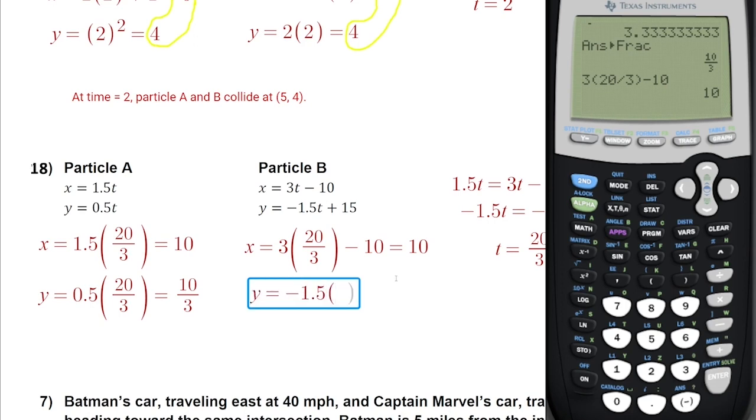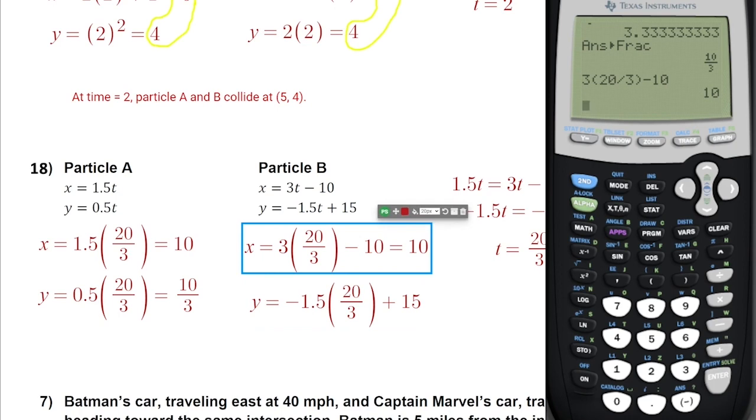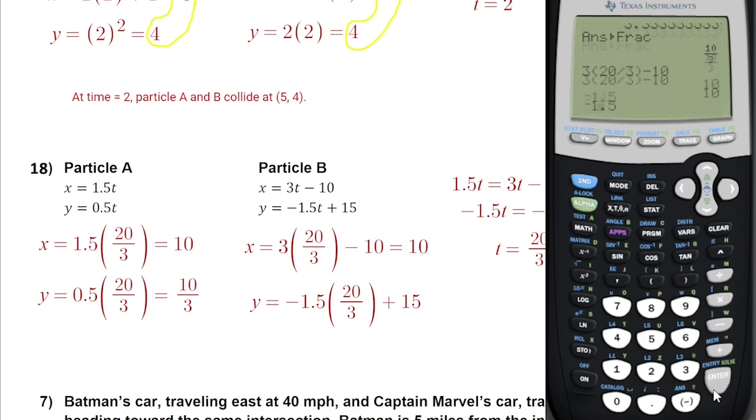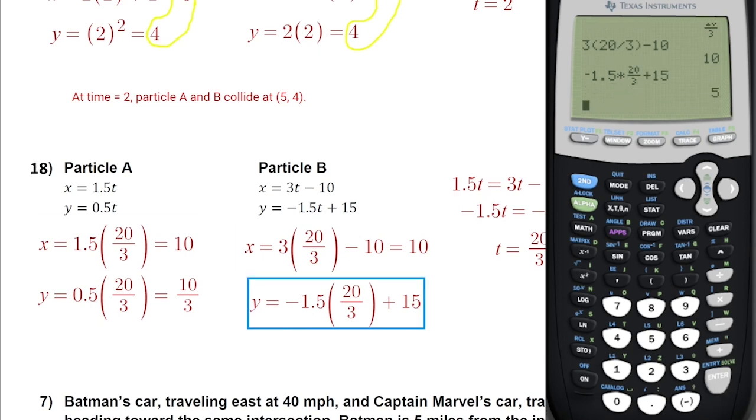So negative 1.5 times 20 thirds plus 15. Not even going to bother trying to do that one in my head. Well, it might be doable if I stopped and thought about it for a minute, but this is going to be a little faster. Oops, well, it's not going to be faster if I mistype everything. Let's just start over. Okay, so negative 1.5 times, I'll just grab it up here, 20 thirds, plus 15. All right, so we get 5.